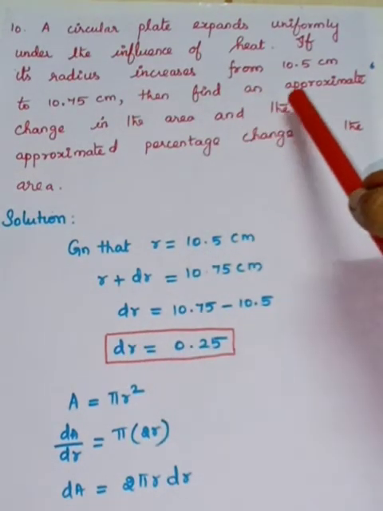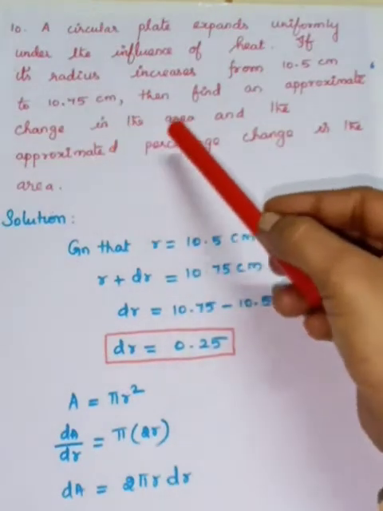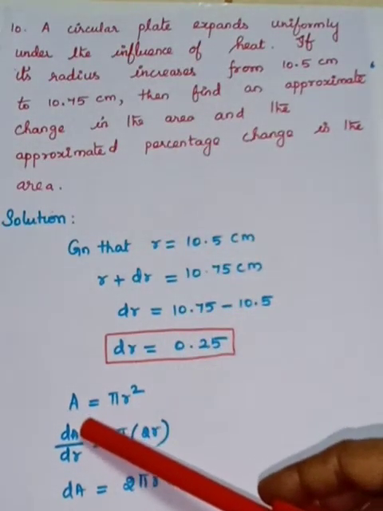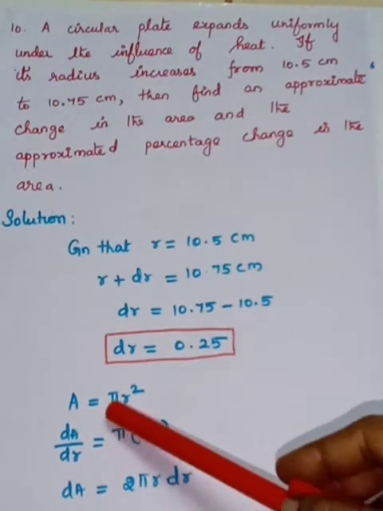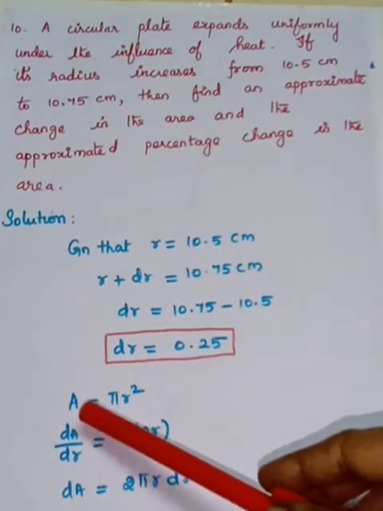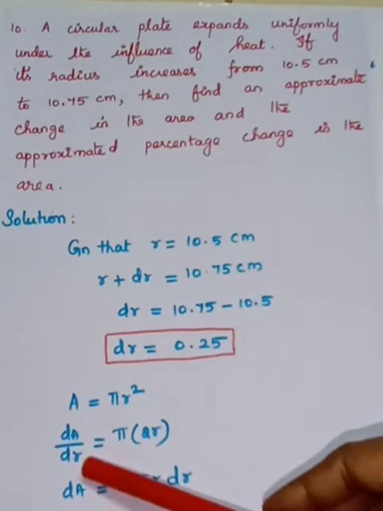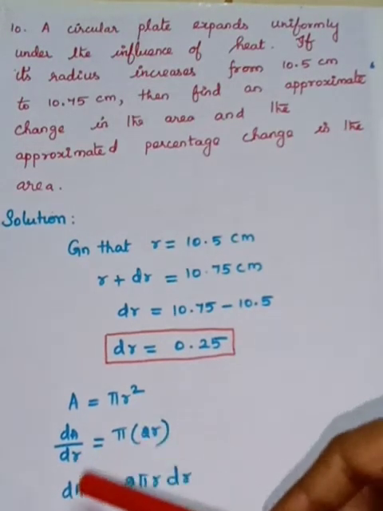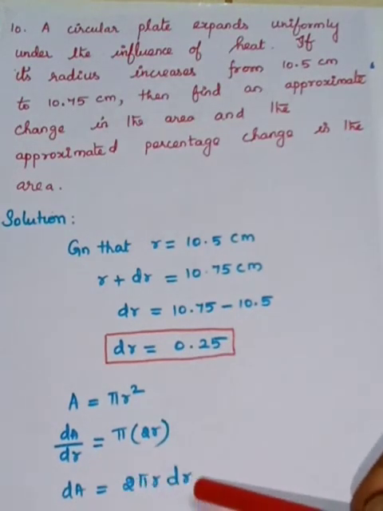But here, what is asked? Approximate change in the area. So which formula do you have to use? Area of the circle. So area of the circle is equal to pi r squared. We have to differentiate A with respect to r. So dA by dr is equal to pi, which is a constant, times r squared, which when you differentiate is 2r. So dA is equal to 2 pi r into dr.